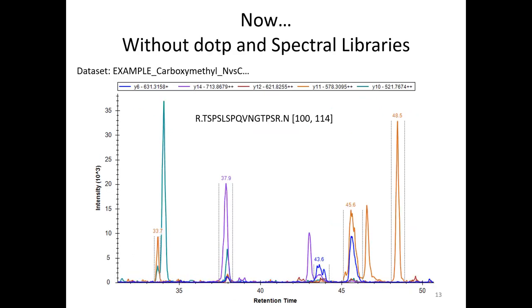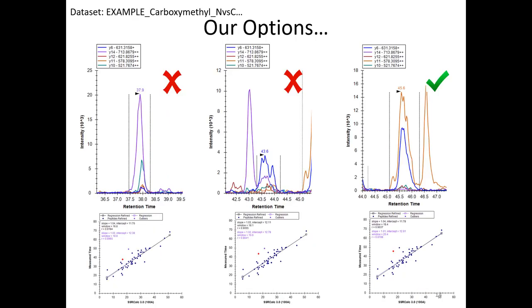So what do you do if you don't have empirical data and dot product and spectral libraries? This is the peptide sequence. Anyone have any idea which one? This one's easy, right? Raise your hands. How many people think it's 33.7? No. 37.9. 43.6. 45.6. Okay. So everyone pretty much has a different opinion, right?